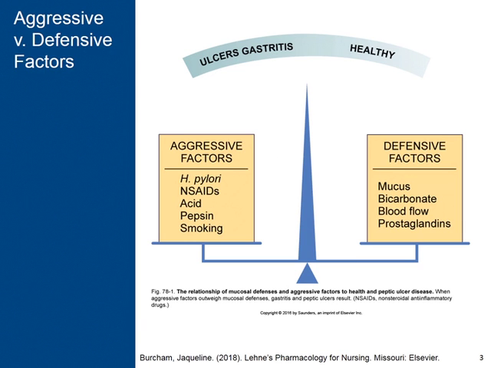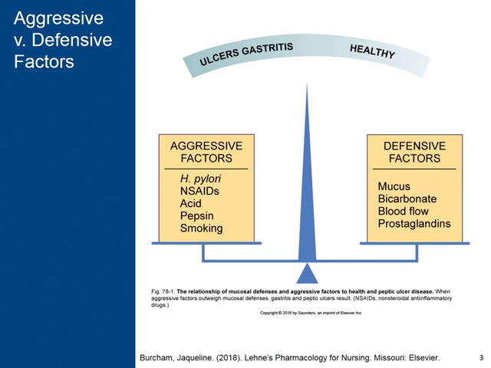This diagram is from your textbook, and there's a nice discussion associated with it. Feel free to read that discussion to learn more about the aggressive versus the defensive factors and how they interplay to cause ulcers. I'm going to provide a brief review.